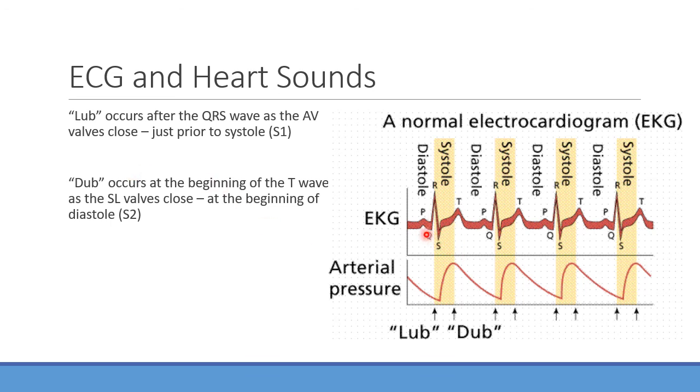So you can associate S1 with the QRS complex, versus the dub, which is when we're having the relaxation of the ventricle. This is where the SL valves are closing at this point, right? The aortic and pulmonary valves are closing. And that's where we're going to see your T wave occurring, because that's when you have the repolarization of the ventricles. You're getting reset for the next action potential to come along, okay?